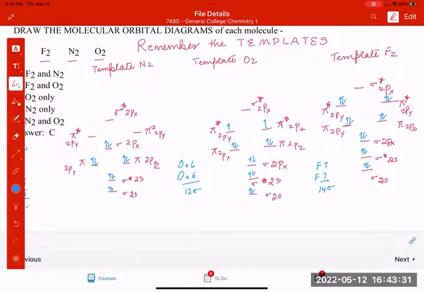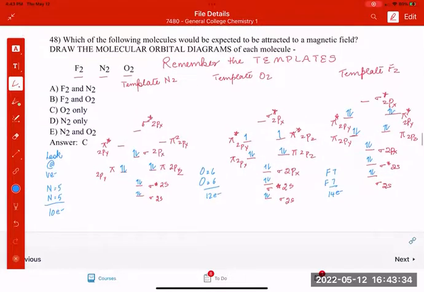Okay. Got it? So the mistake some people had made was they kind of knew how to do it, but they made the wrong templates. They used the wrong templates. So just make sure that if you use the right templates, then everything falls in place.